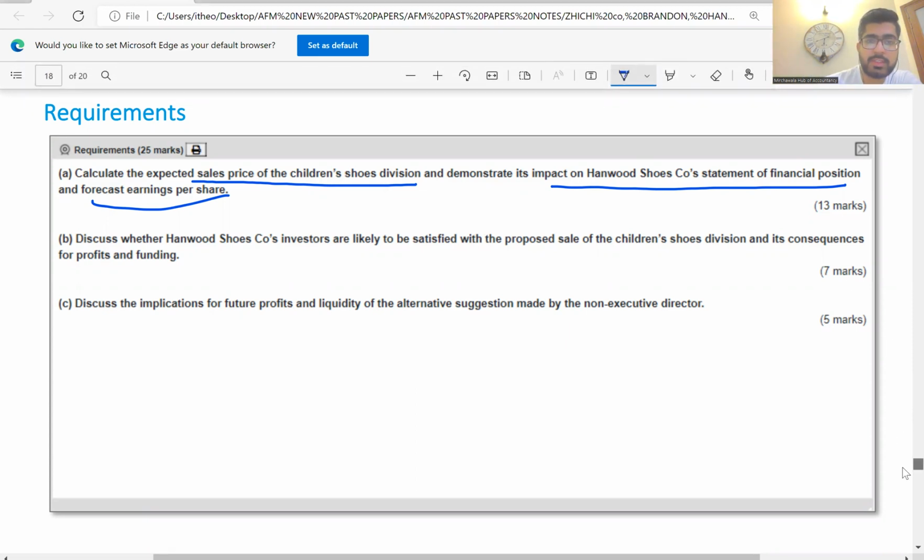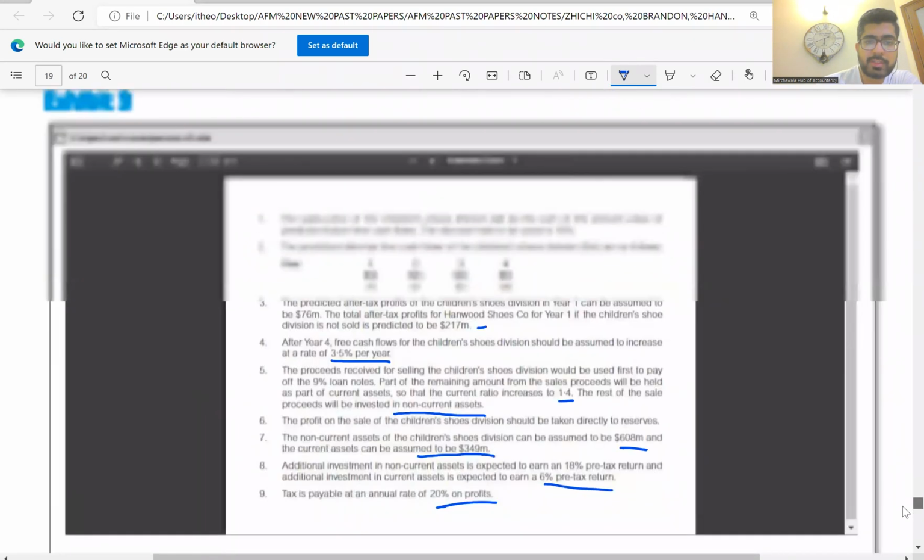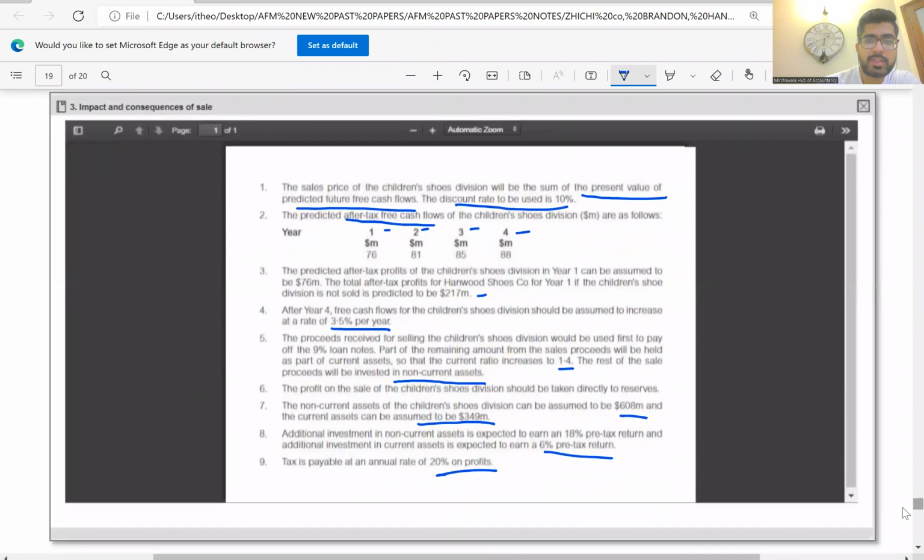I think these requirements are relating to exhibit 3. So I should quickly read exhibit 3 now. Sale price of children's shoes division will be the sum of present value of predicted FCF. So I've got my answer. Discount rate 10%, predicted future free cash flows are 4 years given. After tax profits of children's shoes division is 76. Total after tax profit for year 1 if children's shoes division is not sold is 217. After year 4, free cash flows will be growing at 3.5% per year, perpetuity. Proceeds from selling children's shoes division would be used to first pay off the 9% loan notes.